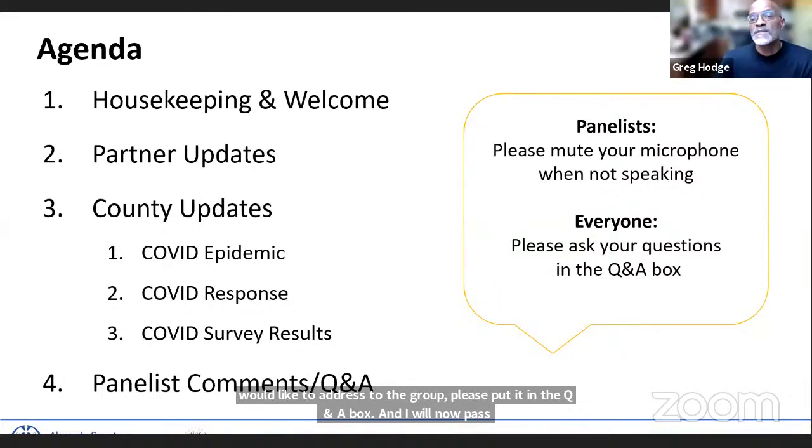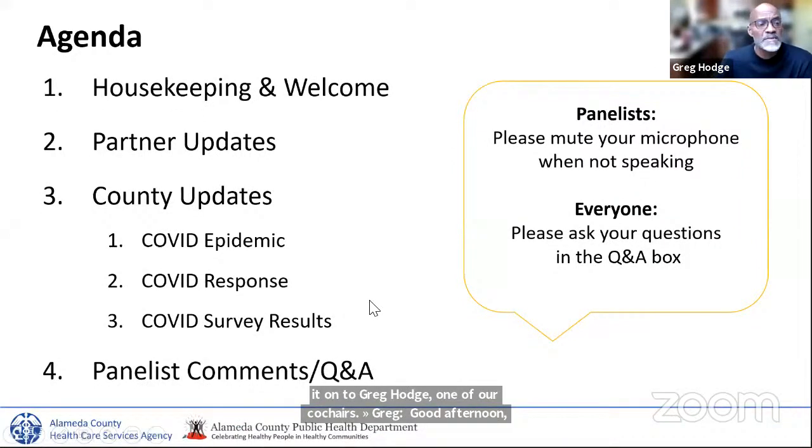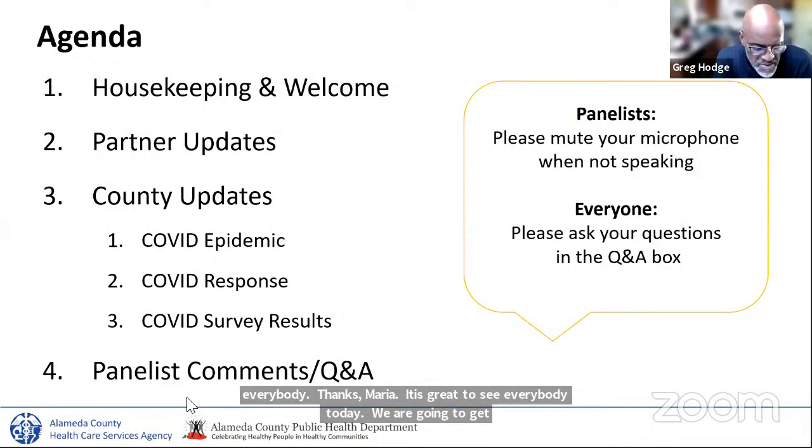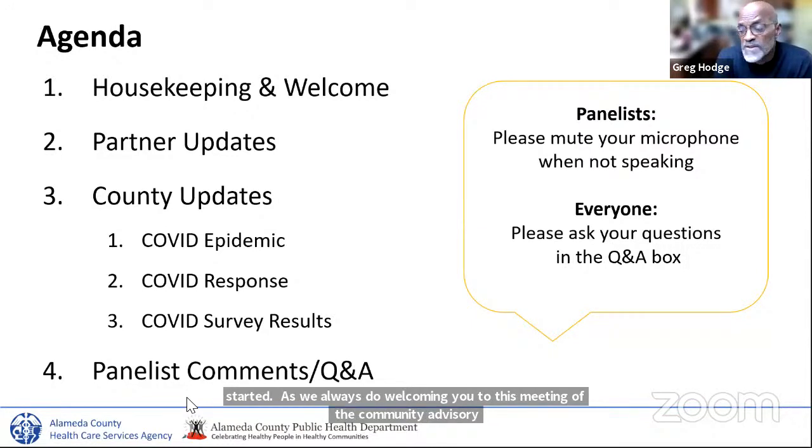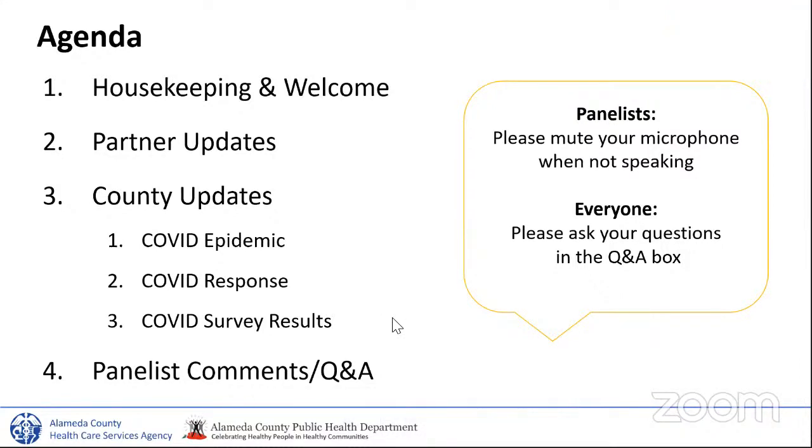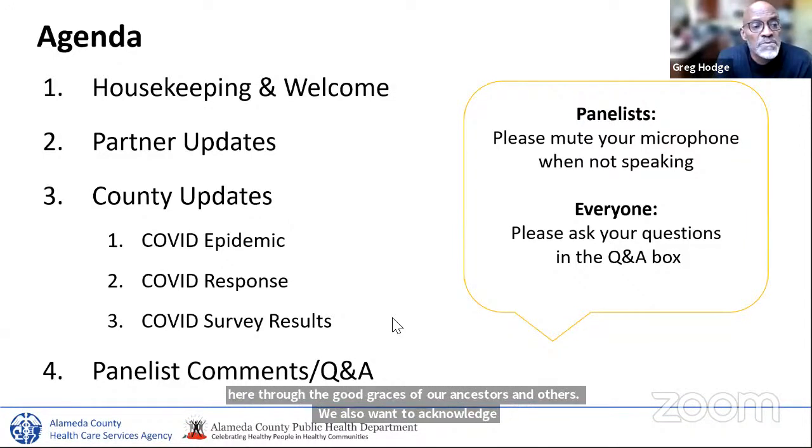Good afternoon, everybody. Thanks, Maria. It's great to see everybody today. We want to get started, as we always do, welcoming you to this meeting of the Community Advisory Group on September 14th. We always take a moment to acknowledge the land that we're on, as our Native American relations and friends would say, you know, this is a lonely country, and we're here through the good graces of our ancestors and others. We also want to acknowledge all of our ancestors from whatever community we come from. There were people who worked and struggled and laughed and cried so that we could be here. And so we give honor and praise our ancestors.